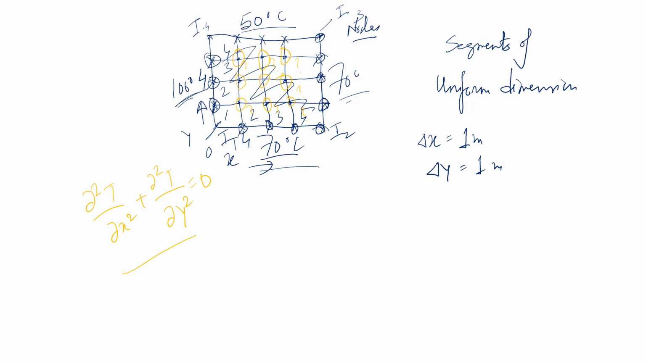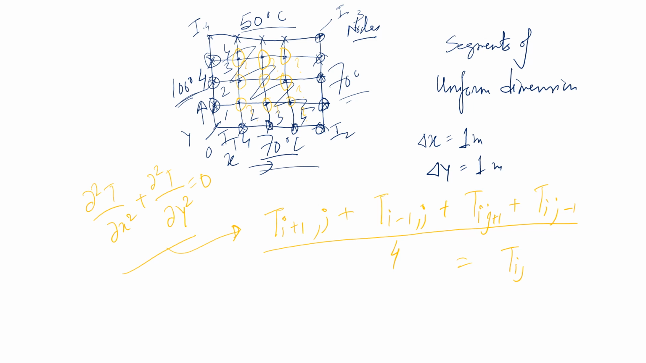The discretized format is already discussed in the initial part. It is Ti+1,j plus Ti-1,j plus Ti,j+1 plus Ti,j-1 equals Tij, and in the LHS we have to divide it by 4. And what is this Tij?